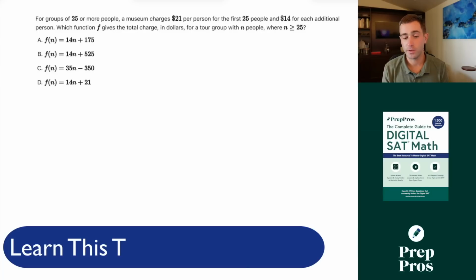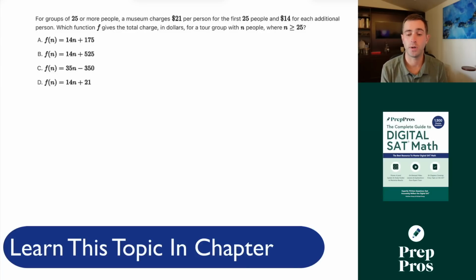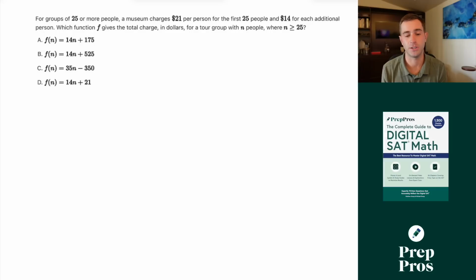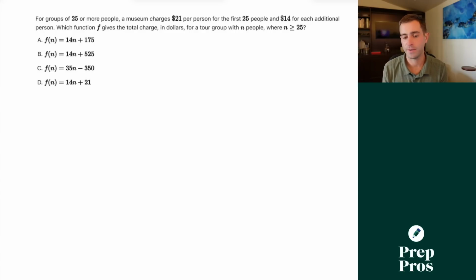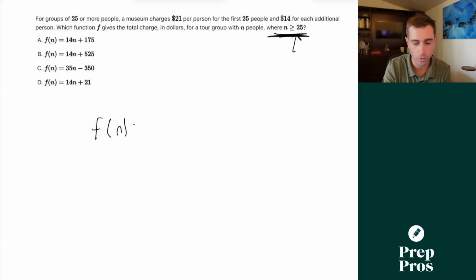For groups of 25 or more people, a museum charges $21 per person for the first 25 people and $14 for each additional person. Which function f gives the total charge in dollars for a tour group with n people, where n is greater than or equal to 25? Now, the tricky part is we're starting basically at 25 and we're going beyond that. So it's almost like we've shifted the y-intercept. There's a little trick for how we set these up, but once you learn it, they're quite easy questions to get right for being so difficult.